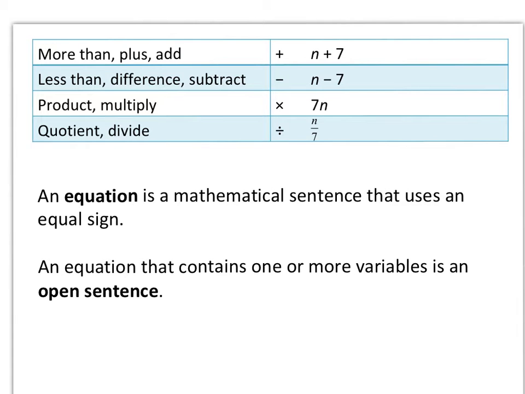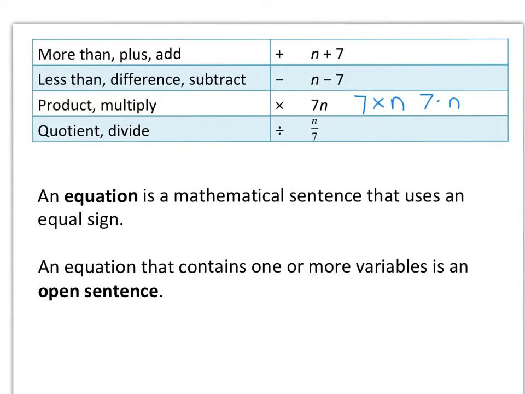Let's look at some of the words that we will see when we write algebraic expressions. The first one, more than, plus, or add, means addition, such as n plus 7. Next we have less than, difference, or subtract, which means subtraction, or n minus 7. If you see the words product or multiply, that means multiplication, which can be written as 7n, or 7 times n, or 7 with the dot n.